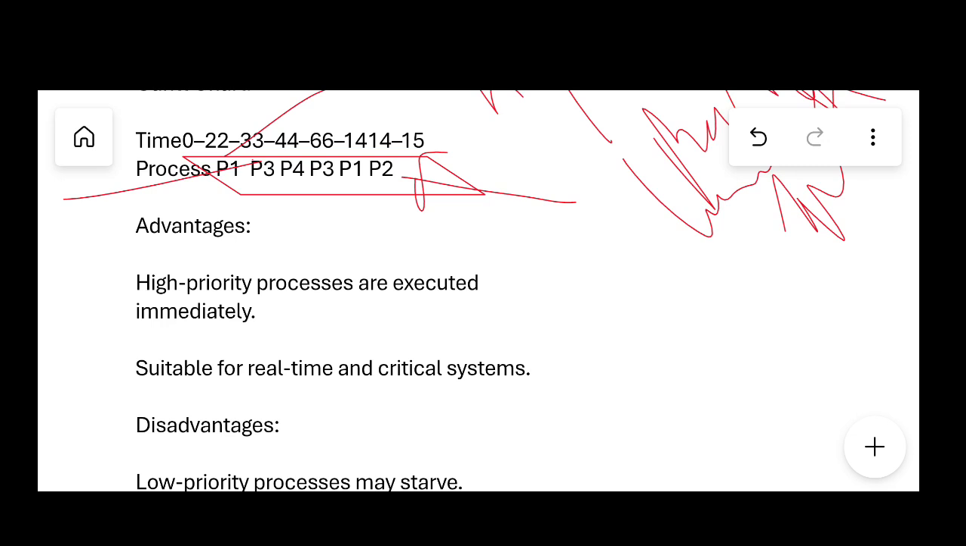So here are the advantages. One is that important processes run quickly. High priority processes are executed immediately, suitable for real-time and critical systems. It works well for real-time systems where certain tasks must be done immediately, and it ensures the CPU is always working on the most critical task.